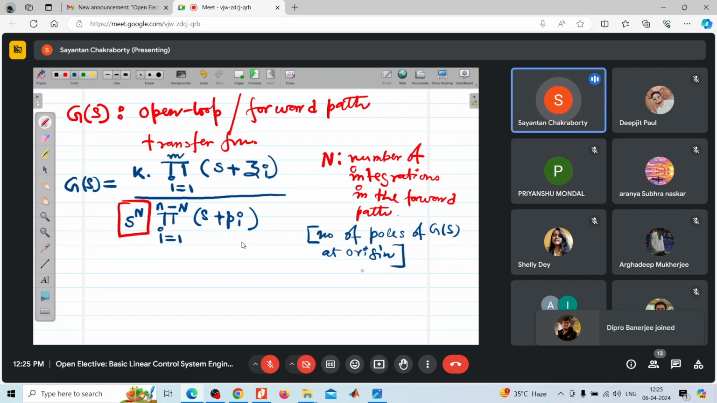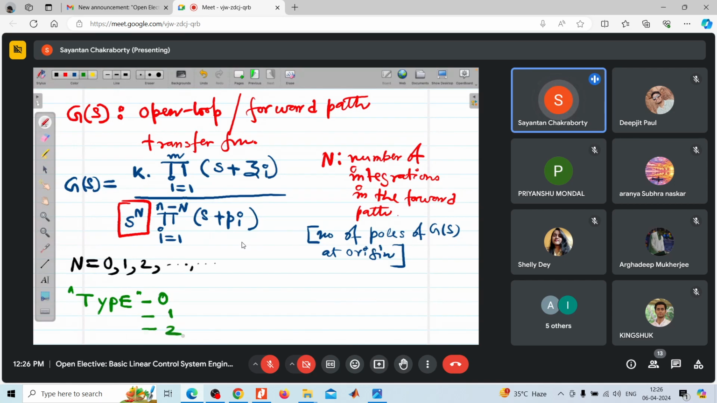Now, based on the different values of n, what are the values that n can constitute? n can be 0, 1, 2, like that, and it goes on. Based on these values of n, that is how many integrators there are in the forward path transfer function, there is a certain classification, and that classification is termed as the type of a system. Say for n equal to 0, it is type 0. For n equal to 1, it is type 1. For n equal to 2, it is type 2.